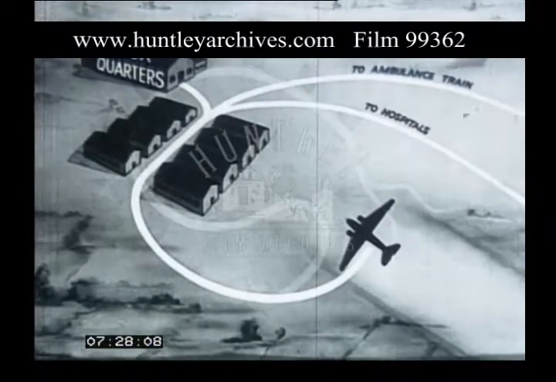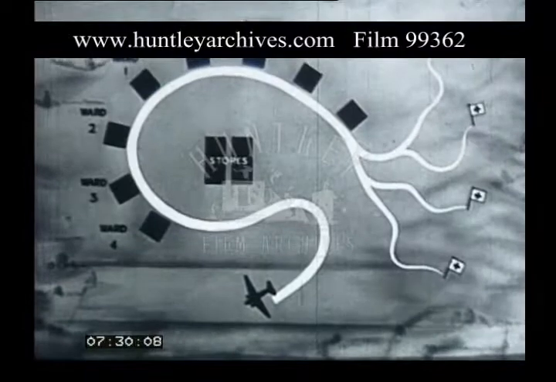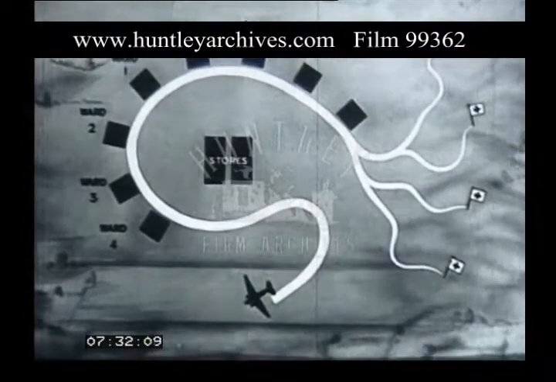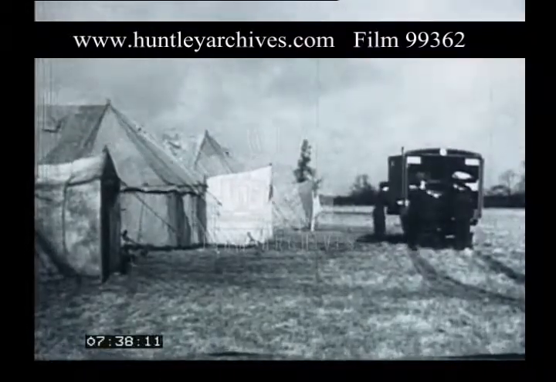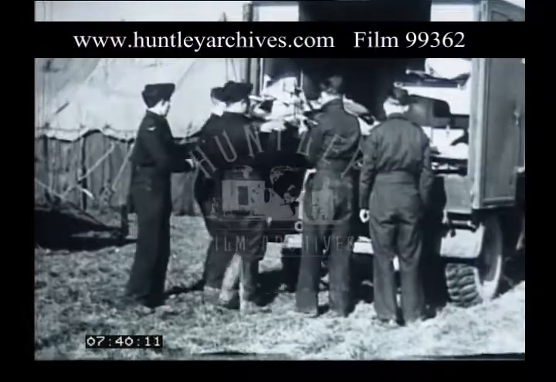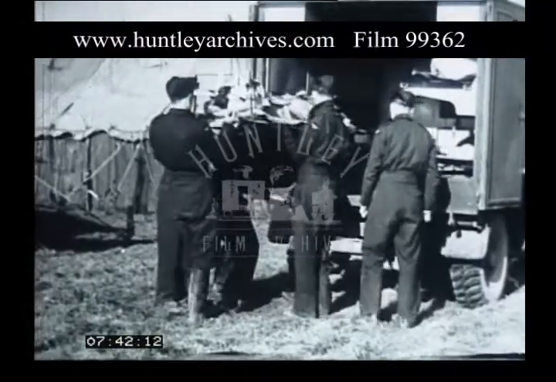Now let's go back to the Casualty Air Evacuation Section and follow operations step by step. Here is an ambulance just arrived from the Army lines of communication. Unloading begins immediately.